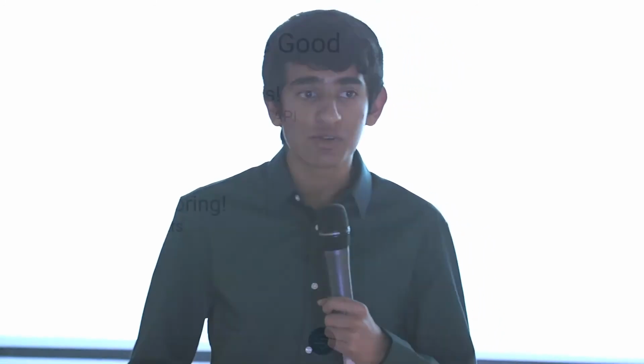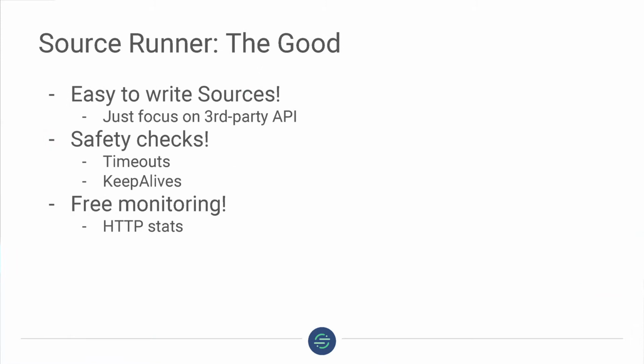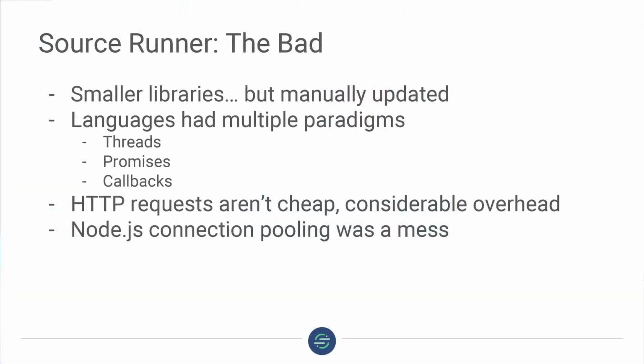The good part was that it was really, really easy to write sources. We also got free things because we had this generic piece of infrastructure, like safety checks. We had timeouts so that if the sources were running too long, we would kill them, keep alive, things like this. We also had free monitoring. The Source Runner acted as a proxy and took metrics on all the different API calls the sources were using. But Source Runner wasn't really perfect.